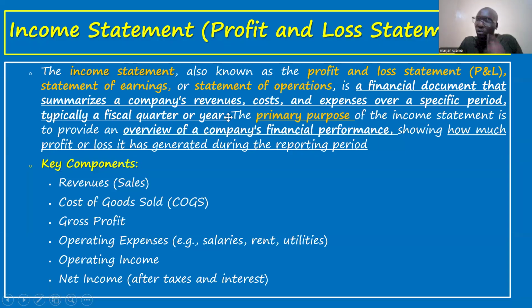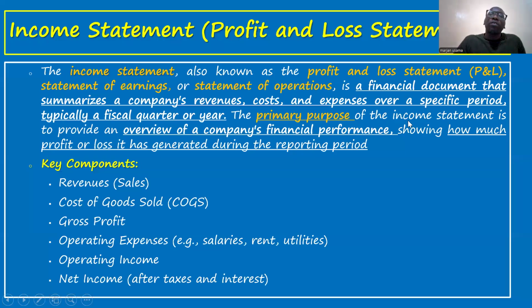So sometimes it can be quarterly, after 4 months, or sometimes it can be prepared annually. So this is a statement that gives us information about three things. Al-iradat, what are our revenues? Number two, at-takalif, what are our costs? Then lastly, al-masarif, what are our expenses? So it gives us a snapshot of these three things.